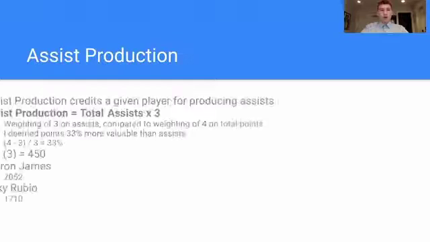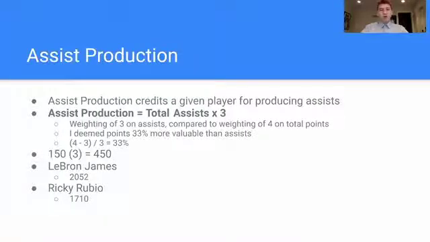The next component in the player production formula is assist production. Assist production credits a given player for producing assists. The assist production formula is assist production is equal to total assists times 3. Notice that there's a weighting of 3 on the assists compared to the weighting of 4 on total points discussed earlier. That's because I deemed points 33% more valuable than assists. That came from the math 4 minus 3 divided by 3 is equal to 33%.